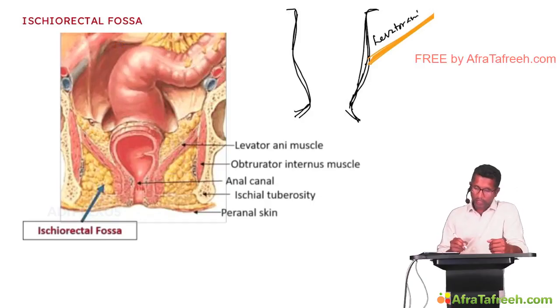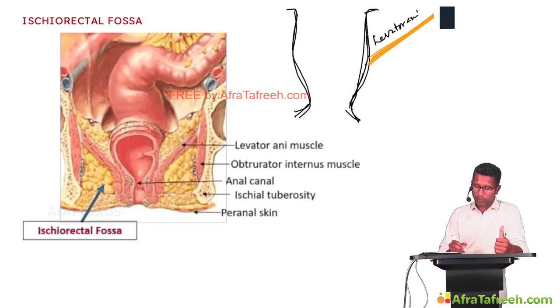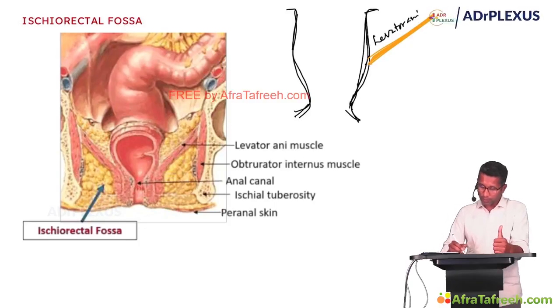If you see, the levator ani is attached on the sides to the pelvic bone. I am just drawing a bone here. The bone which you see here is the pelvic bone. And what part of the pelvic bone is this? This part of the pelvic bone, what you see in this picture, is the ischium.